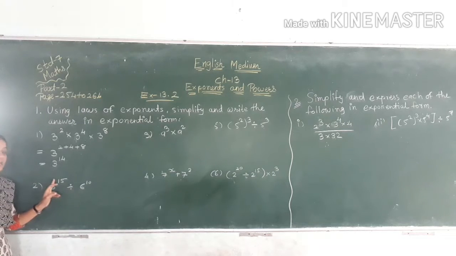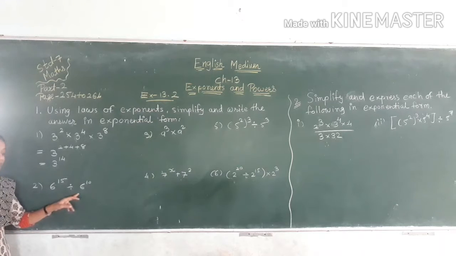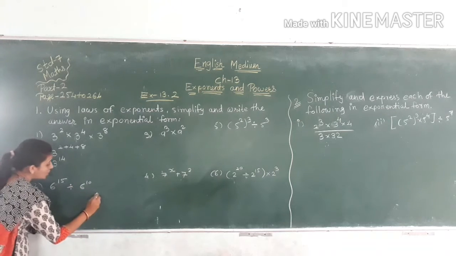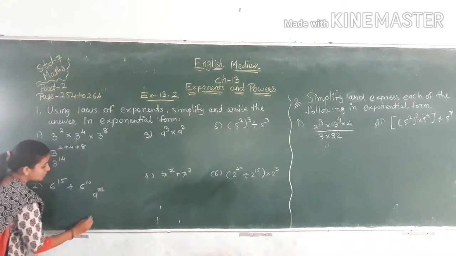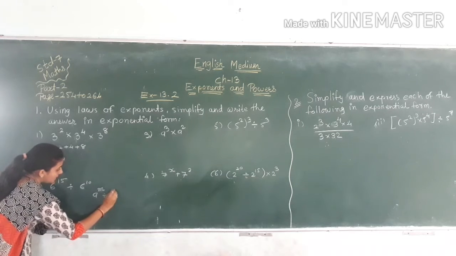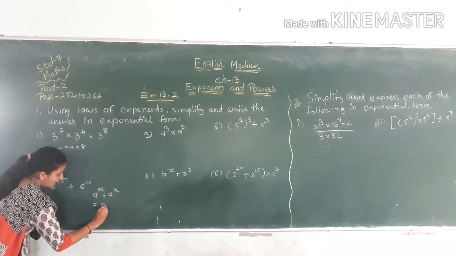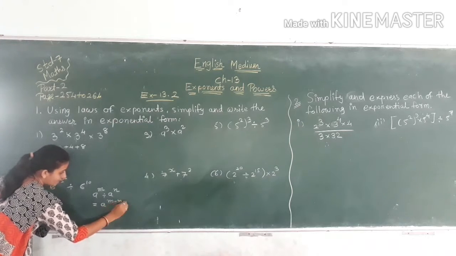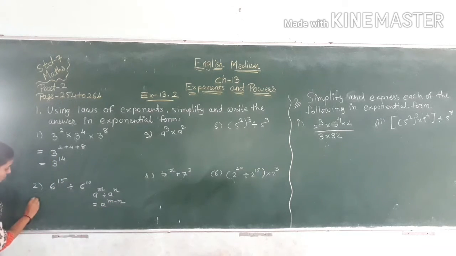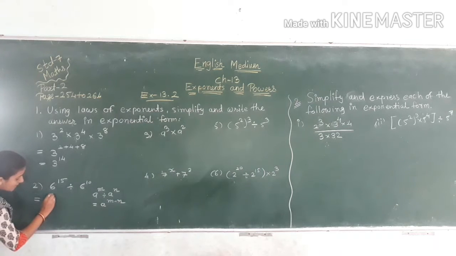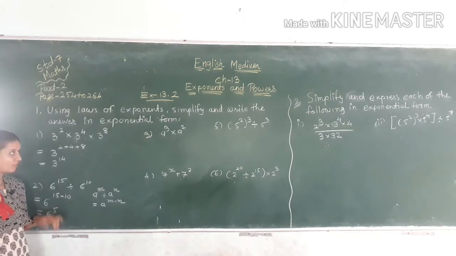Now 6 raised to power 15 divided by 6 raised to power 10. The rule is a raised to m divided by a raised to n is equal to a raised to m minus n. So 6 raised to 15 minus 10, so the answer is 6 raised to 5. It is called exponential form: 6 raised to power 5.